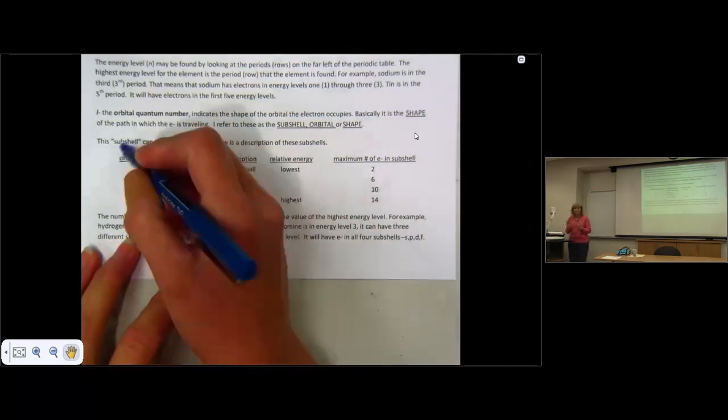If you hear me say subshell, that's probably what I will call it most often. Sometimes I will say shape, but usually I will say the subshell. The subshell can be one of 4 things: S, P, D, or F.